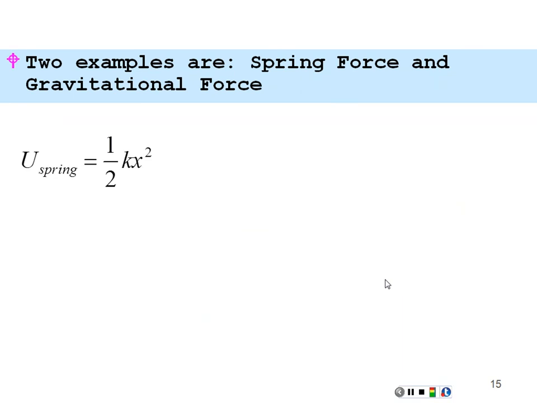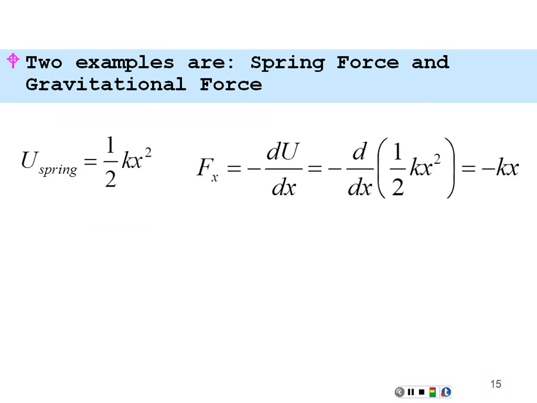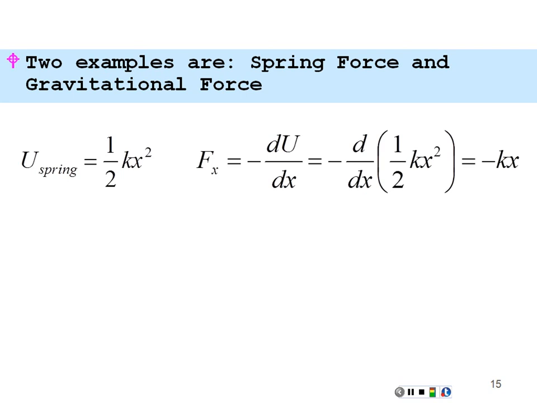2 examples are the spring force and the gravitational force. The spring potential energy is 1/2 kx squared. What's the force responsible for that? Well, if I take the negative derivative of that potential energy as a function of x, take the derivative of 1/2 kx squared, decrement the x squared, and you get kx, and then multiply that by negative. The force responsible for that is negative kx, which is the Hooke's law spring force. Makes sense.